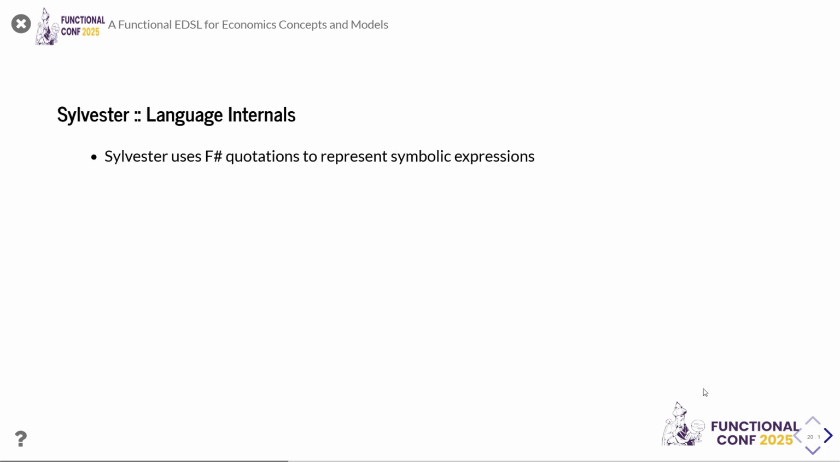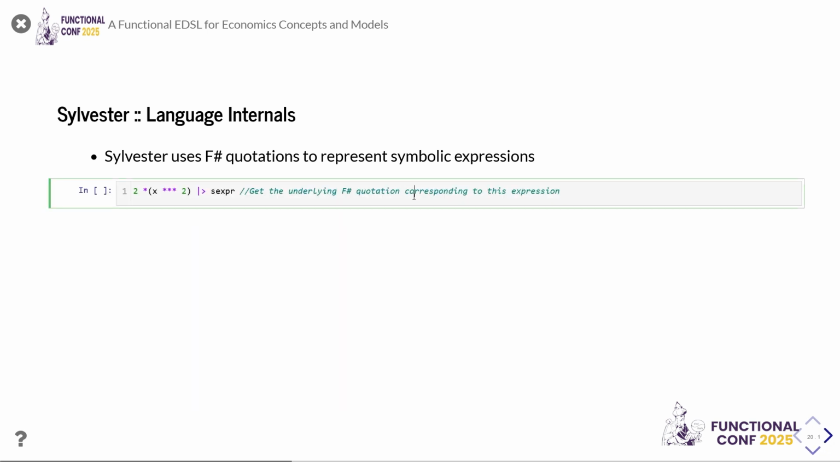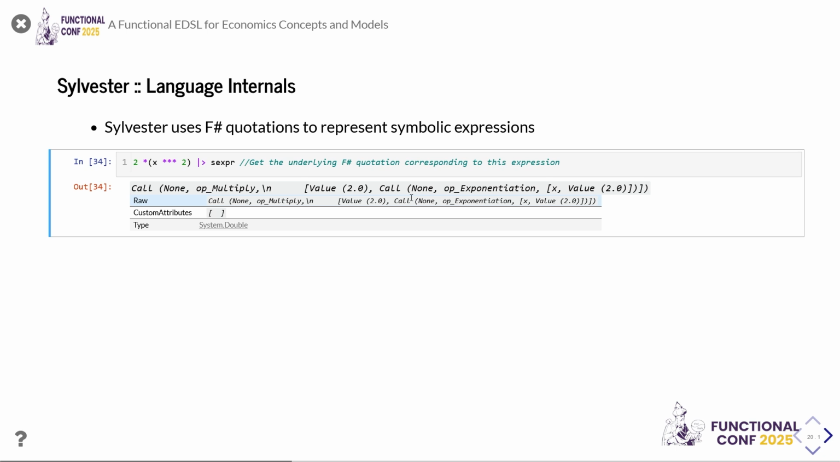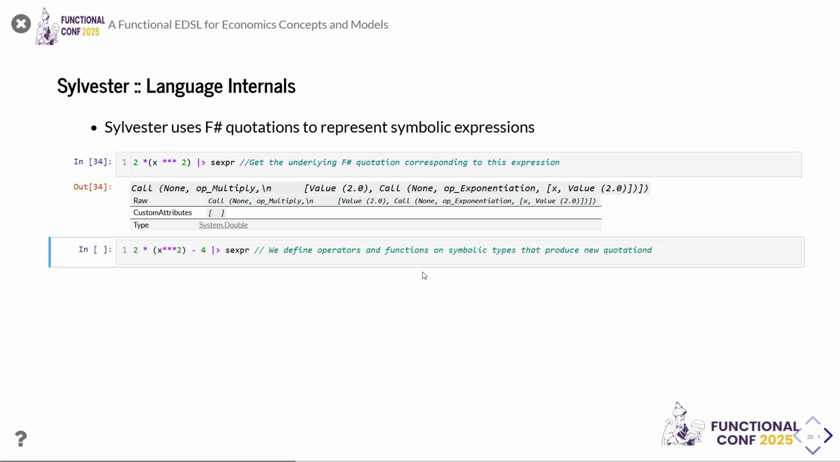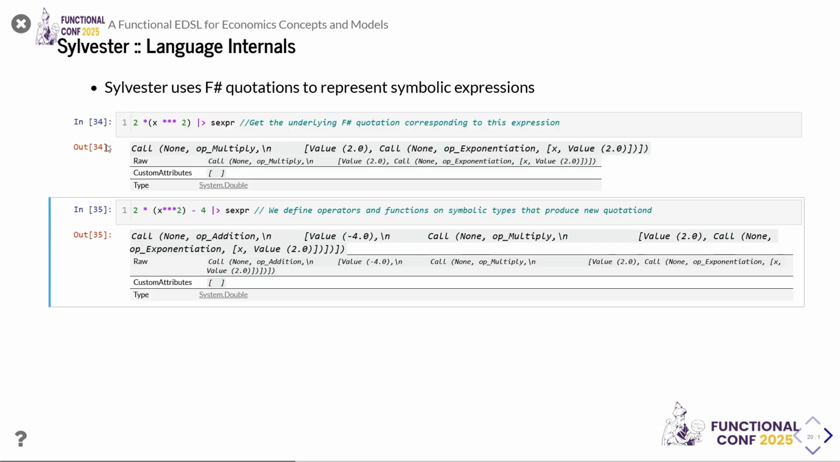Okay, just a bit about the language internals. Sylvester uses F# quotations for the symbolic expressions. So basically, you can have an expression, you get back a quotation from it, and we use this. When we define our custom operators, we modify the quotation to get a new quotation. So here we have subtraction, and we're modifying it to get back a new quotation.